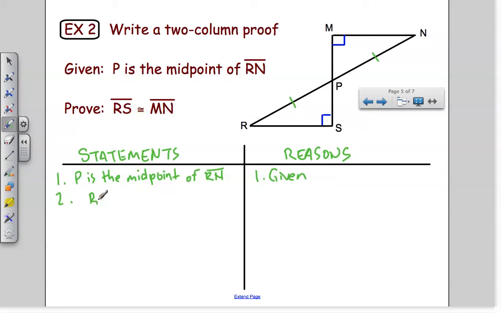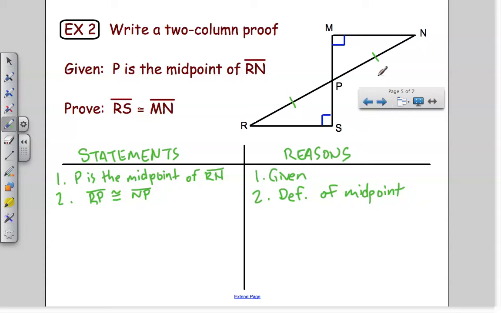So I'm going to list those. I know that segment RP is congruent to segment NP. How do I know? From the word midpoint, therefore it must be the definition of midpoint to have 2 congruent segments. Awesome, I have 1 pair of sides congruent.